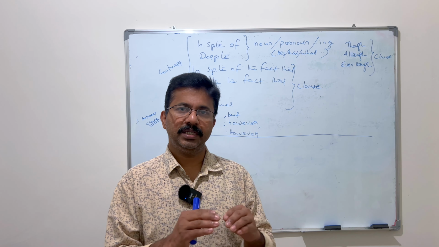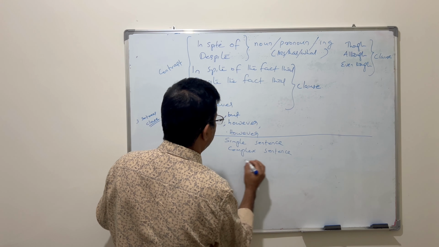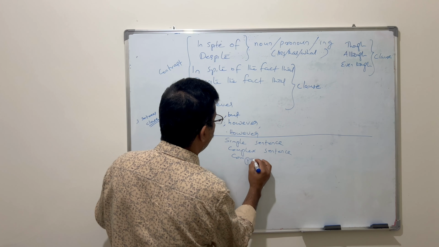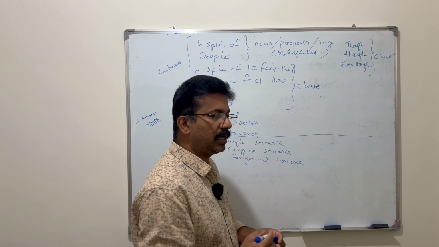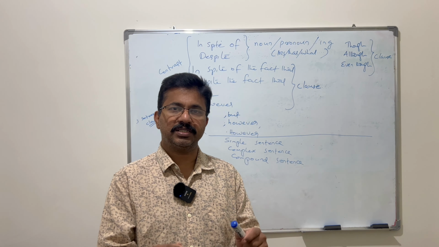In English we can express our ideas in three ways: in a simple way, in a complex way, and in a compound way. Whatever your ideas are, they can be expressed in three ways. They are called simple sentence, complex sentence, and compound sentence. These are the three sentence structures or sentence constructions in English.